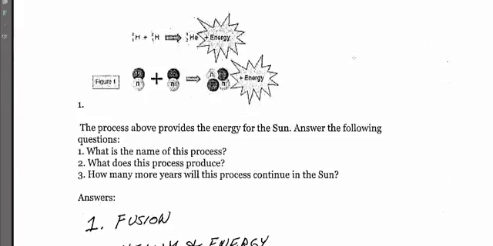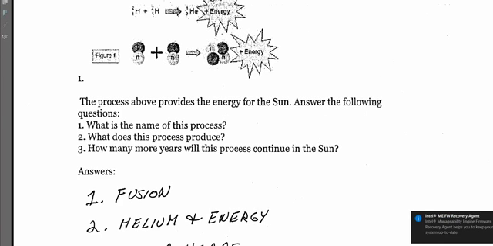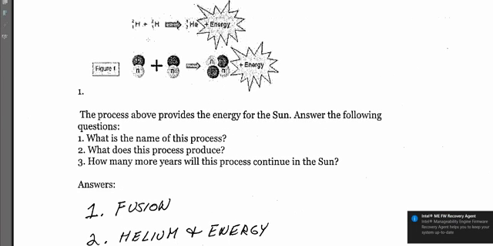And let's go down here, get through it. The above process provides energy for the sun. Answer the following questions. What's the name of this process? Well, two hydrogens form helium, and that's the whole idea of nuclear fusion. What does this process produce? Well, we know energy's got to be one. That's right up here in the equation, and the other one is helium. And we talked about this, and is also off your lectures in class there.